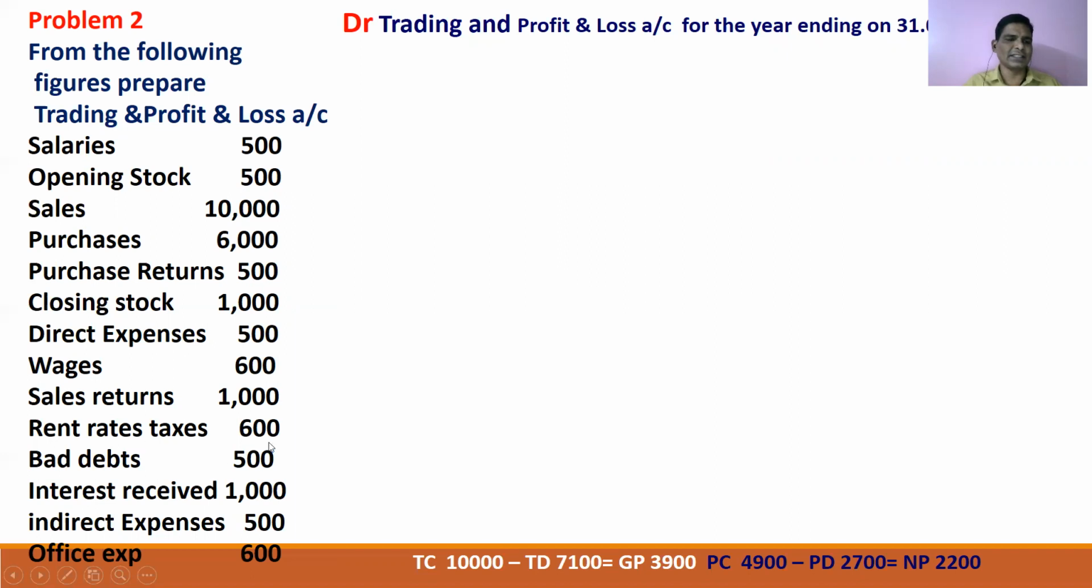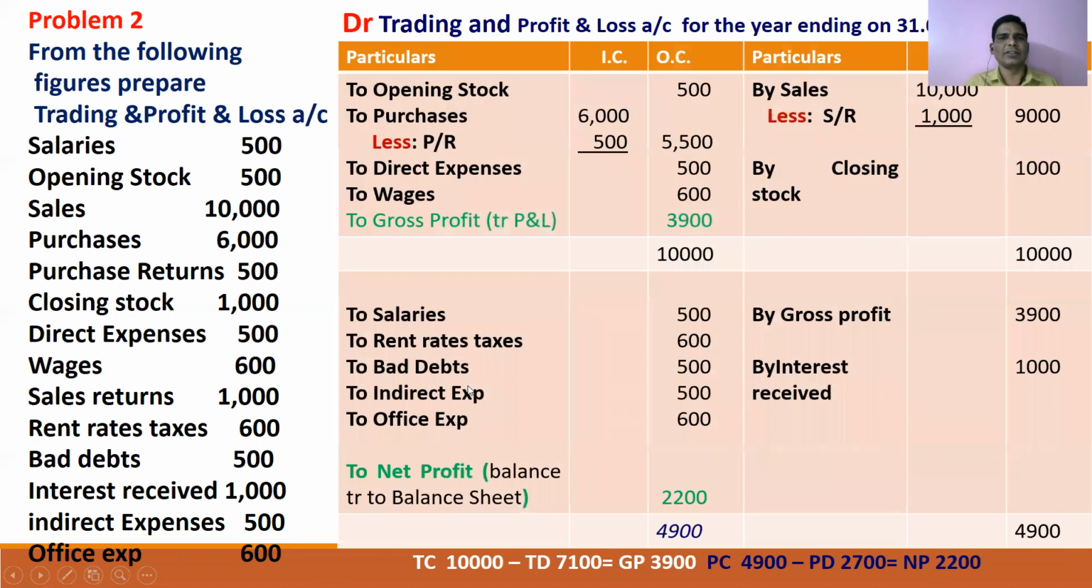Rent rates taxes PD. Bad debts PD. Interest received PC. PC means profit and loss account credit side. Indirect expenses: all direct expenses are debited to trading account, all indirect expenses are debited to profit and loss account, PD. Office expenses PD, profit and loss account debit side. Now you see the answer, how it will appear.